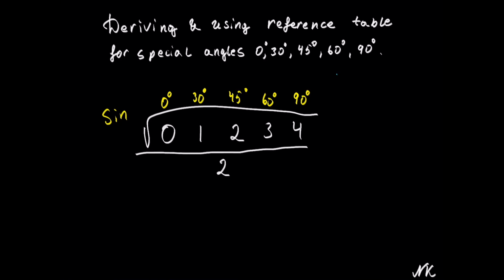The reference for the cosine values are from right to left, so on top of 4 there is a reference for cosine of 0 degrees. On top of 3 there is a reference for cosine of 30 degrees. On top of 2 there is a reference for cosine of 45 degrees. On top of 1 there is a reference for cosine of 60 degrees. And on top of 0 there is a reference for cosine of 90 degrees.